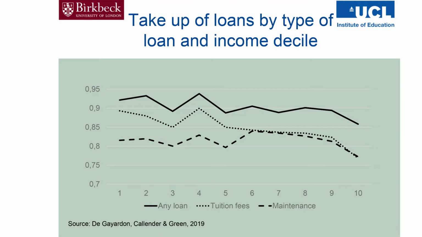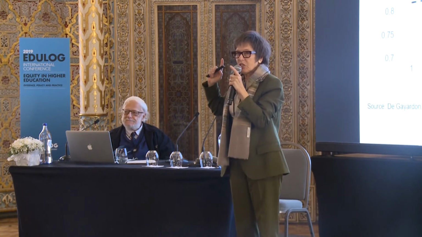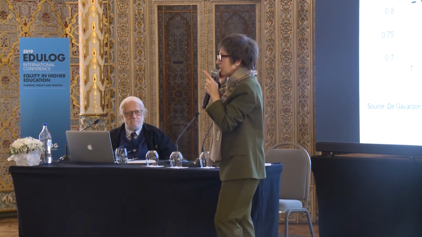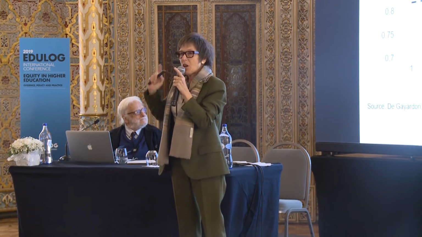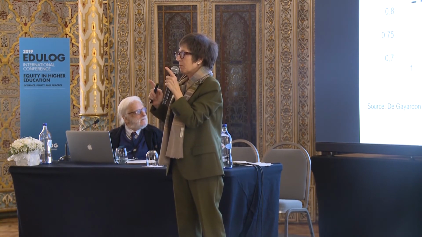But what's quite interesting is the gap amongst poorer students in terms of the take-up of different types of loans, loans for tuition fees and loans for maintenance. And what's interesting is the gap with maintenance loans. There's strong evidence that poorer students are not taking out maintenance loans, that dotted line, because they're choosing to live at home.